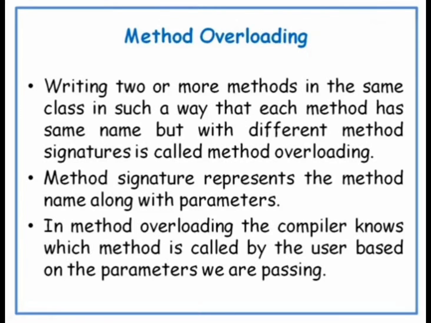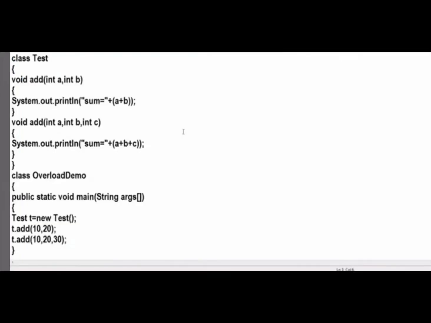In method overloading, the compiler knows which method is called by the user based on the parameters we are passing. It is called method overloading. And coming to an example for method overloading, create a class Test, and create a method void add with the parameters int a and int b.